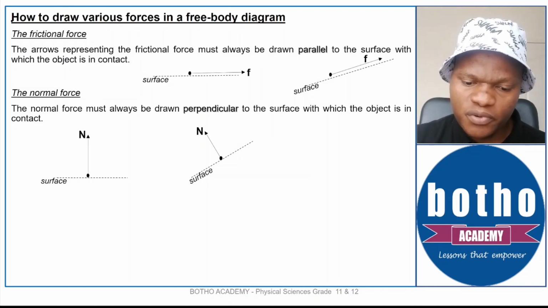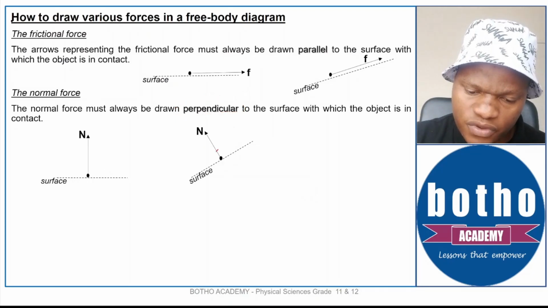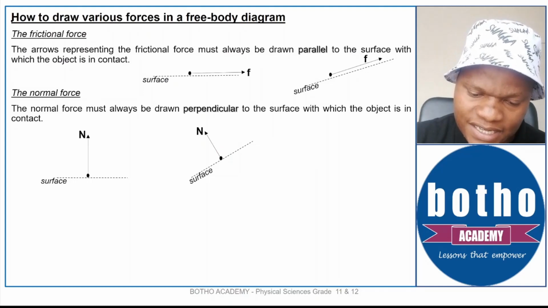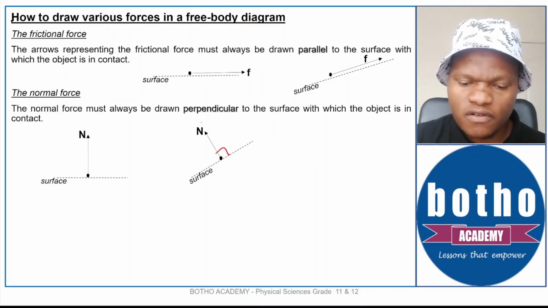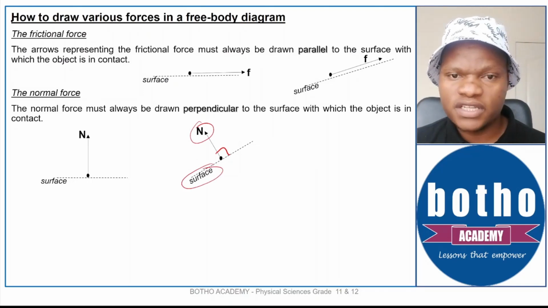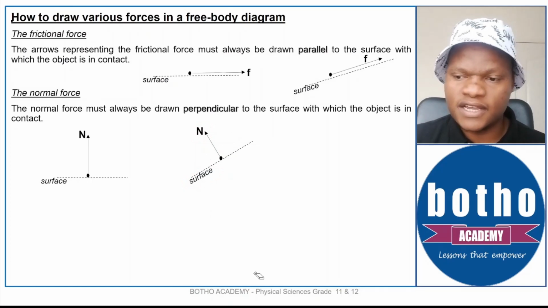Okay, the most important thing is that the normal force is perpendicular. At all times the normal force together with the surface must be perpendicular to each other. In other words, there has to be a 90-degree angle between the normal force and the surface at all times. It does not matter what the surface looks like, or if the surface is horizontal or it's an incline.